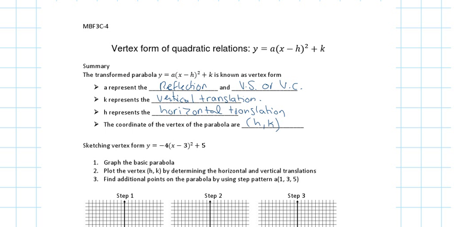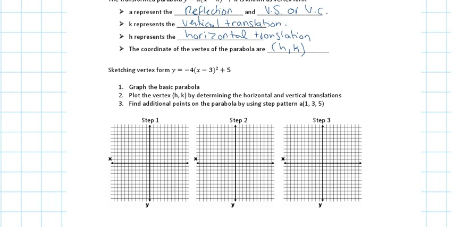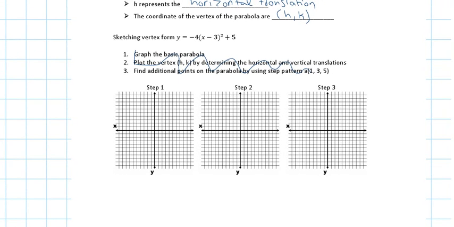So when we're graphing the parabola, as we did before, we have to find the vertex, and then we're going to have to look at our step pattern. The step pattern, remember, is 1, 3, 5 multiplied by the A value. I'm not going to do all these steps, I'm just going to teach you right away in one step how to graph. I don't want to make it any more confusing.